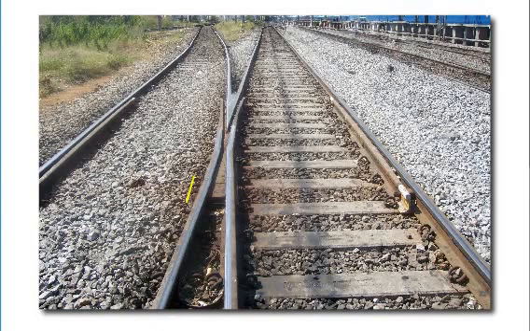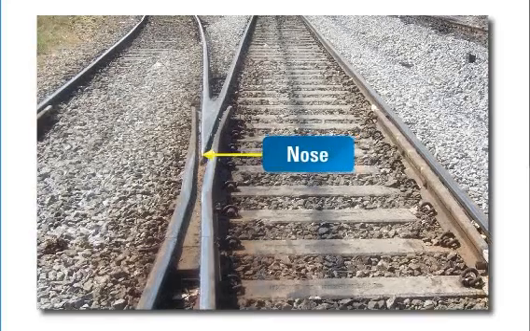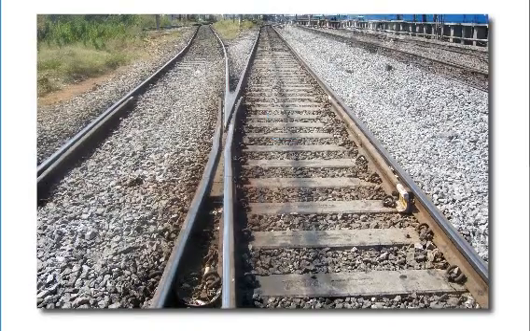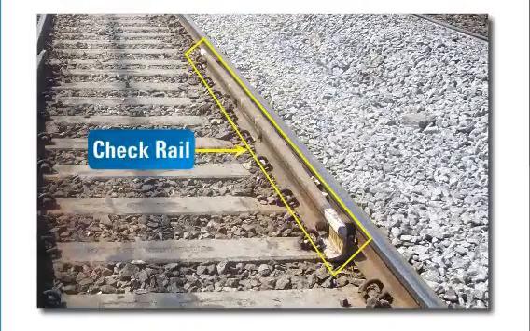Crossing. This is a device introduced at the junction where two rails cross to permit the wheel flange of a railway vehicle to pass from one track to another track. Nose. In a crossing, two rails are machined to form a nose. Check rail. This is a guide rail to arrest the lateral movement of vehicles. It guides the wheels into the required path on turnouts.